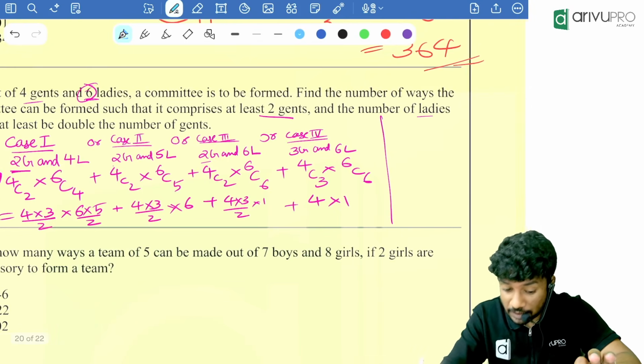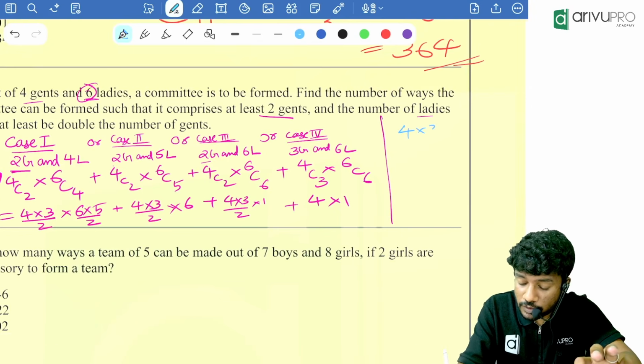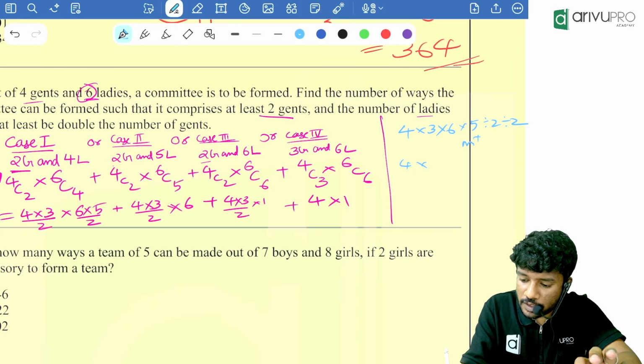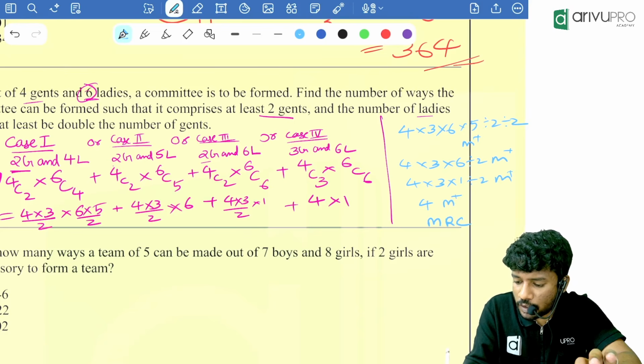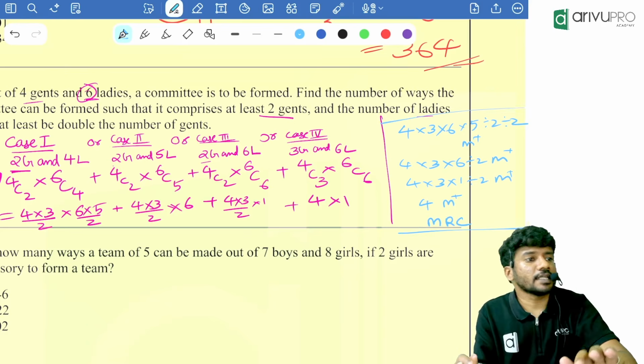How to do the math in the calculator? 4 into 3 into 6 into 5 divide by 2 divide by 2, M plus. 4 into 3 into 6 divide by 2, M plus. 4 into 3 into 1 divide by 2, M plus. Then finally 4, M plus. Then click MRC. You will get the answer.